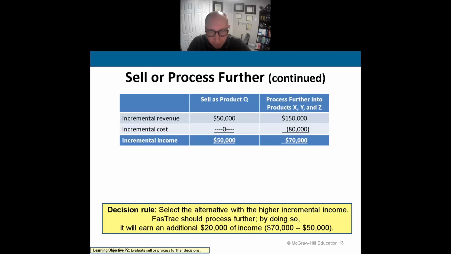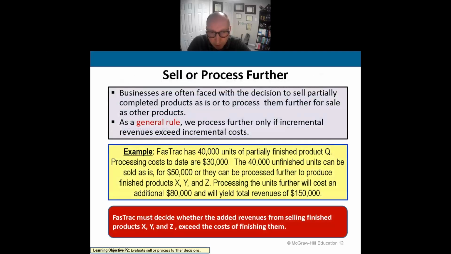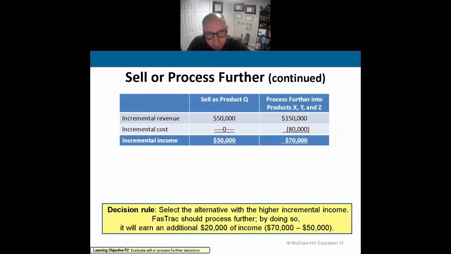If we look at it from a graphical perspective, sell it as it is, we'll get 50,000. If we process it further, it'll cost me an additional 80,000 in cost. But it'll yield me an additional 100,000 in revenue. Total will be 150. So obviously, yeah, I would make more products.